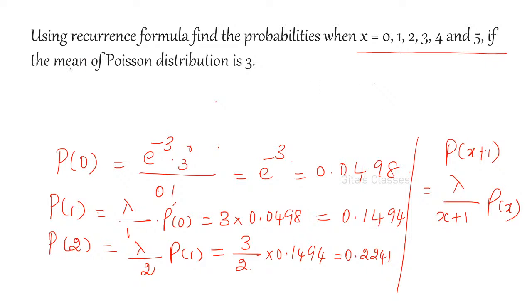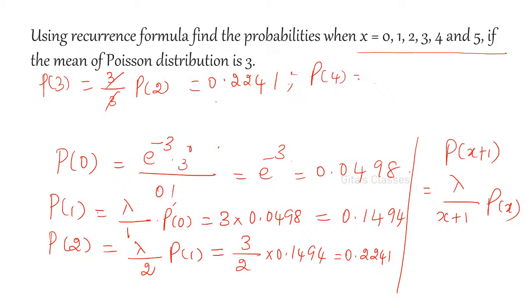So again P of 3. What is P of 3? P of 4, P of 5, that's what is asked. Okay. So P of 3 is 3 by 3 into P of 2. So 3 will get cancelled. P of 2 is 0.2241. Dinesh Reddy, 0.2241 is correct. Very good. Uma, check the values. I hope you understood.